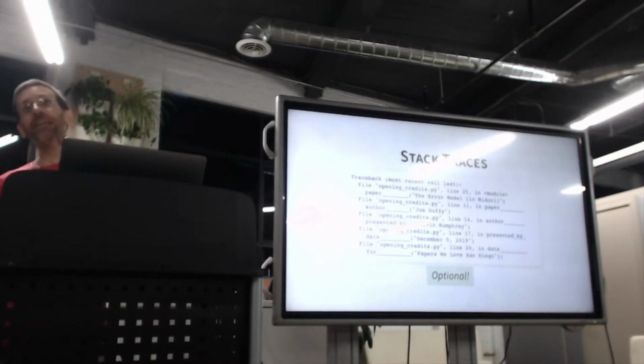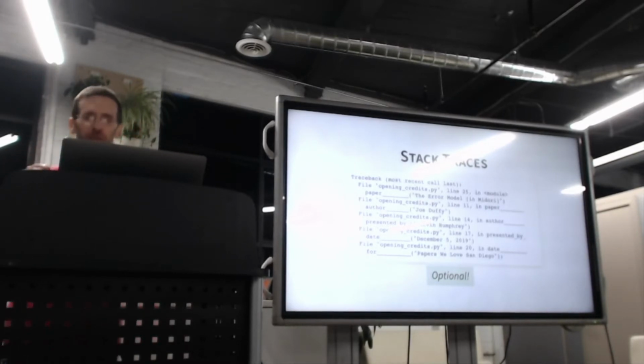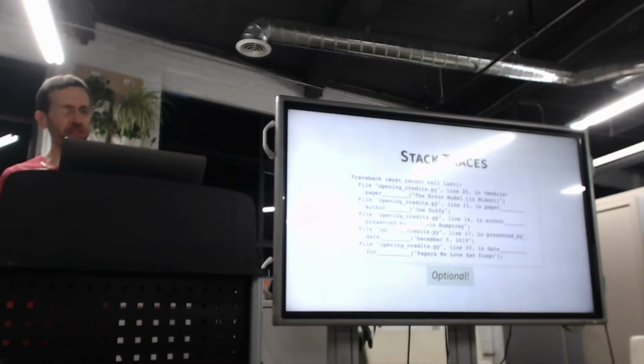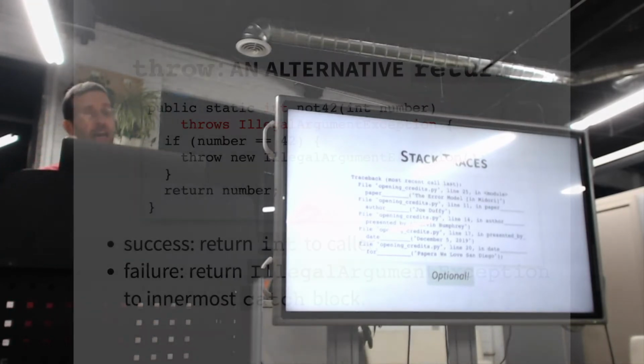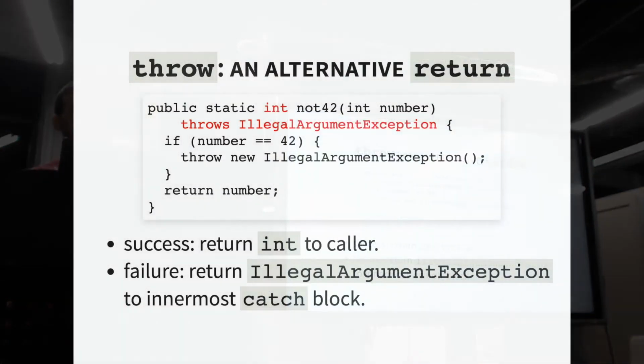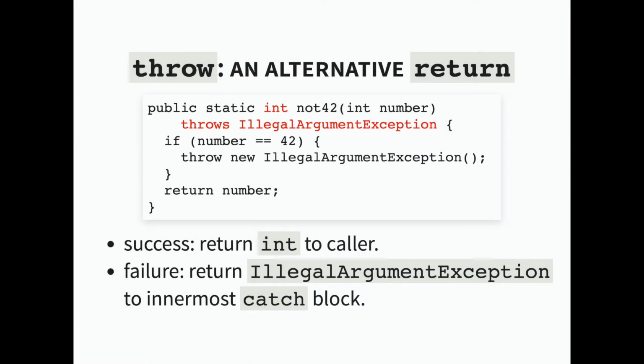And so, the essential quality, the fundamental characteristic of exception-based error handling is not the facade of the stack trace. Instead, it is the alternative return mechanism of the throw. Here we have another Java method, not 42, which guarantees that the number you pass it is not 42.